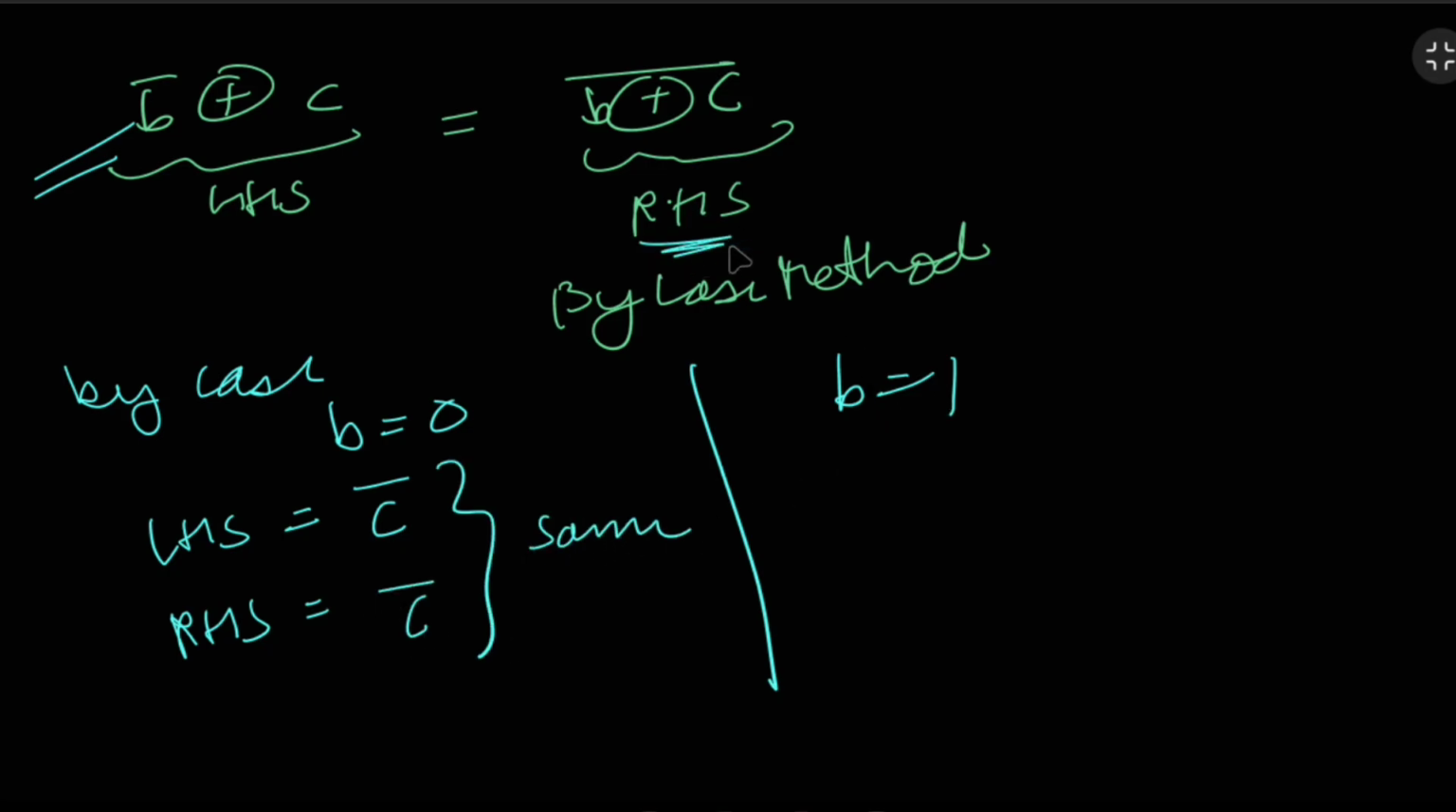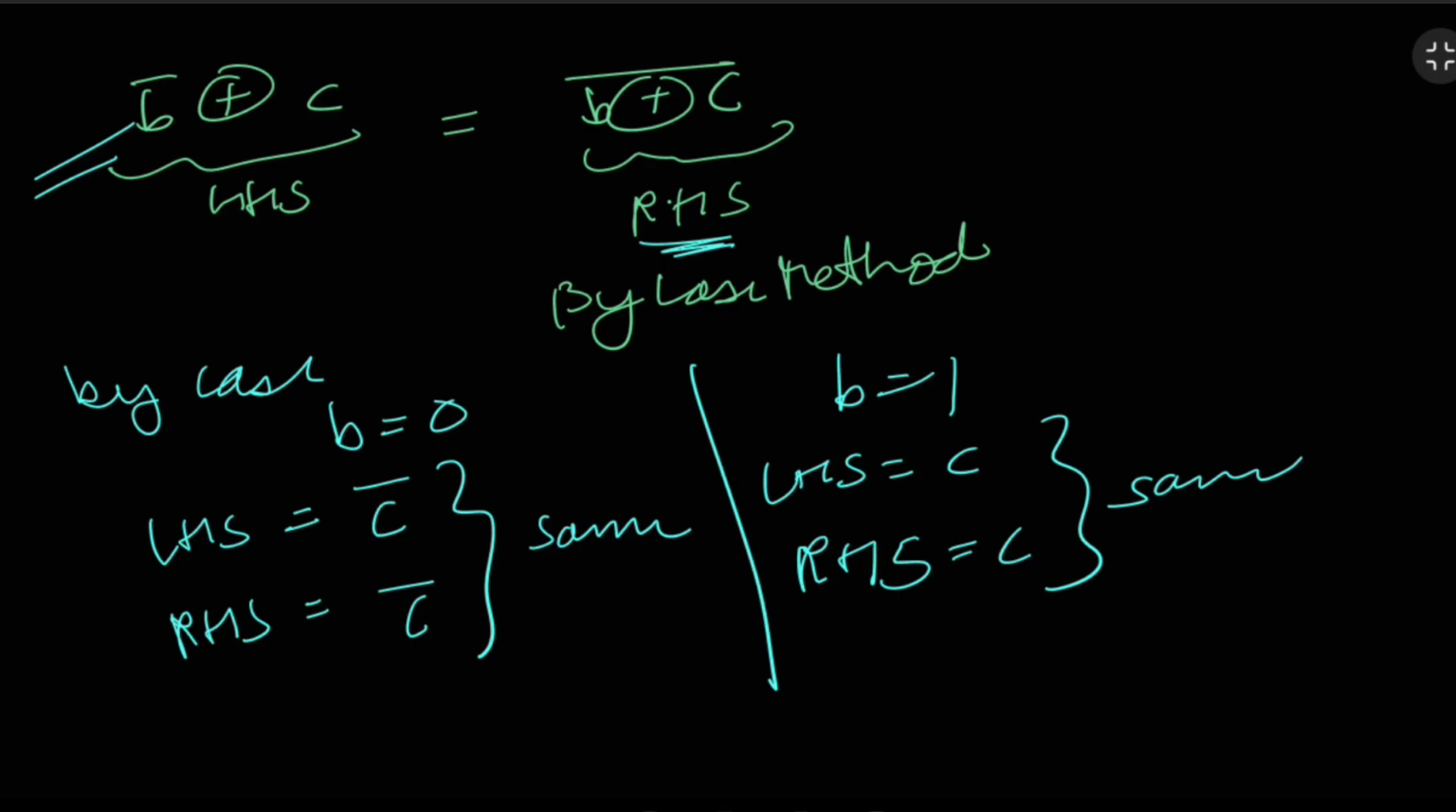And in this case LHS and RHS, B is 1 again, then it will be same. They are same. LHS equals RHS. So only two cases are possible, and in every case they are same. So this is how you can say that exclusive OR is associative.